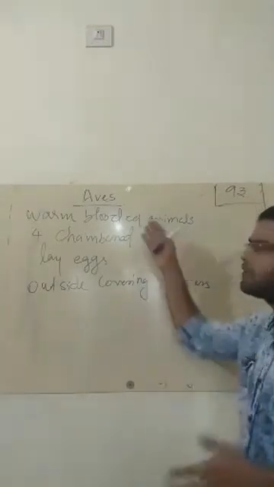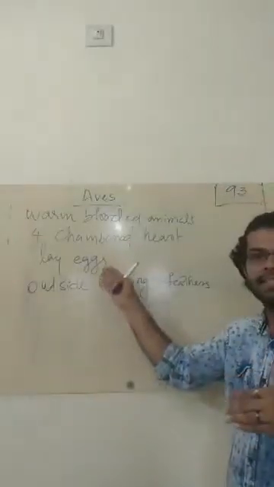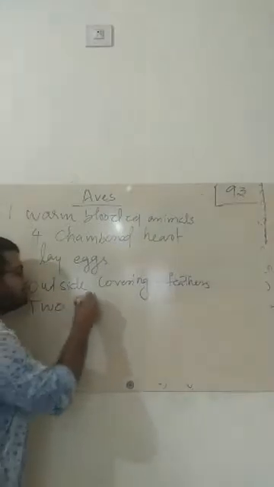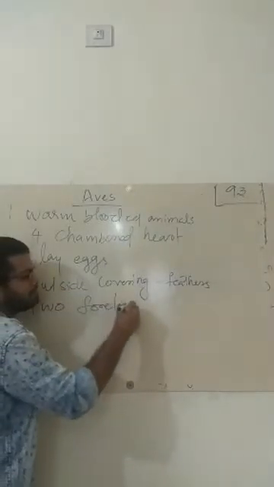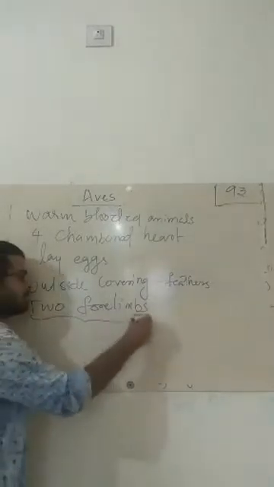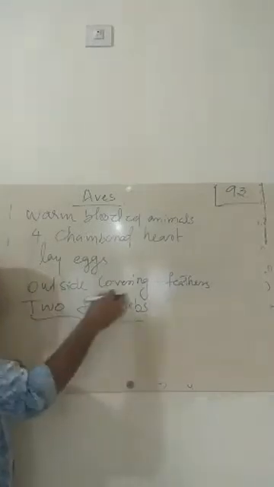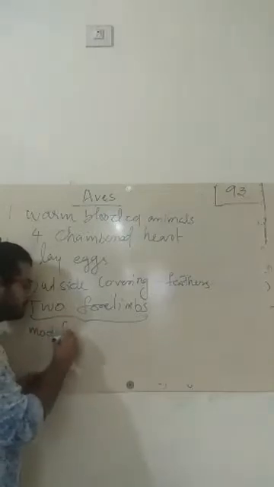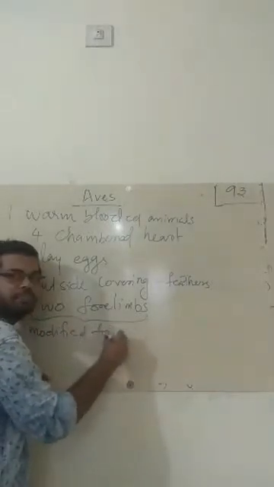These are warm-blooded animals and have a four-chambered heart. They lay eggs, and there is an outside covering of feathers. Okay, and the next thing is two forelimbs. The peculiarity of those two forelimbs and this covering of feathers is that they are modified for flight.